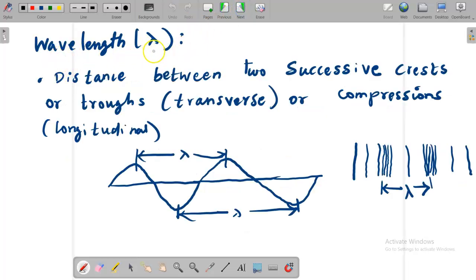Wavelength, the symbol is lambda. It is the distance between two successive crests or troughs. Here is the crest, here is the trough. The length between two successive crests is called the wavelength lambda. At the same time, the length between two successive troughs is also the wavelength. And in the longitudinal wave, this region is the rarefaction region and this is the compression region. Compression to compression, the distance is also called the wavelength.